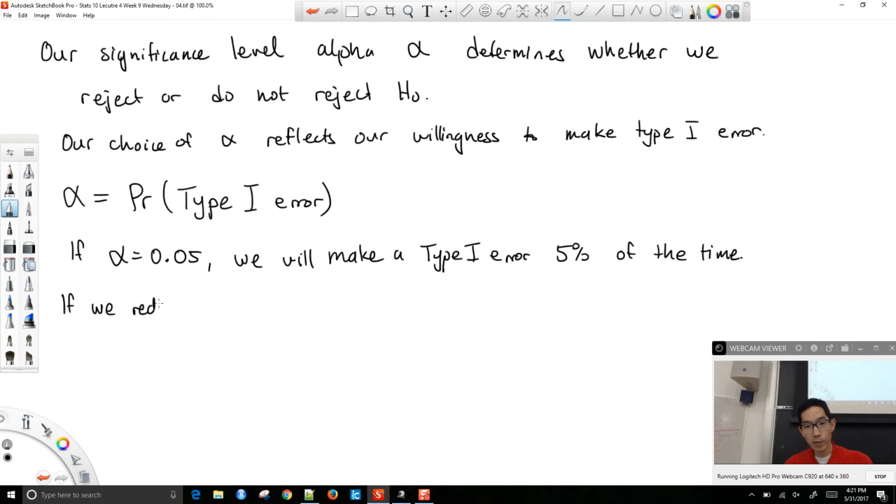If we reduce alpha, reducing alpha means we will reject the null hypothesis less often, because we reject the null when the p-value is smaller than alpha. So if that alpha is really, really small, then the p-value will not reach that threshold to reject the null. So we're going to be rejecting the null less often, which inherently increases our risk of type 2 error. So if we reduce alpha, we increase the risk of type 2 error.